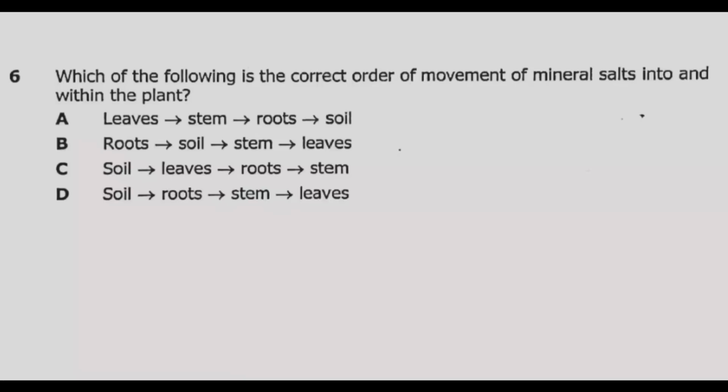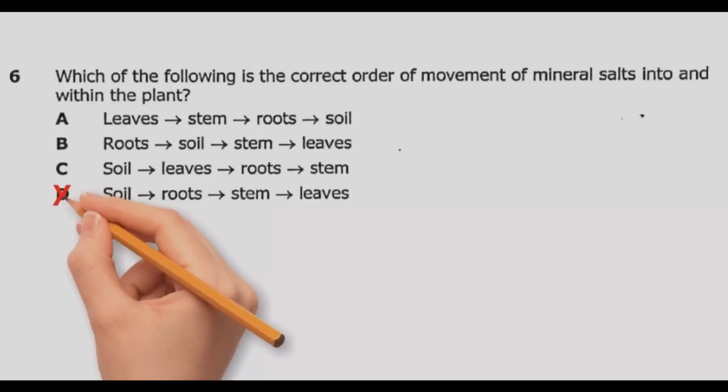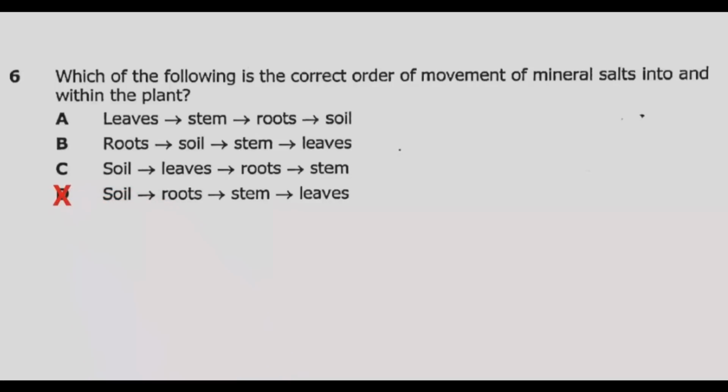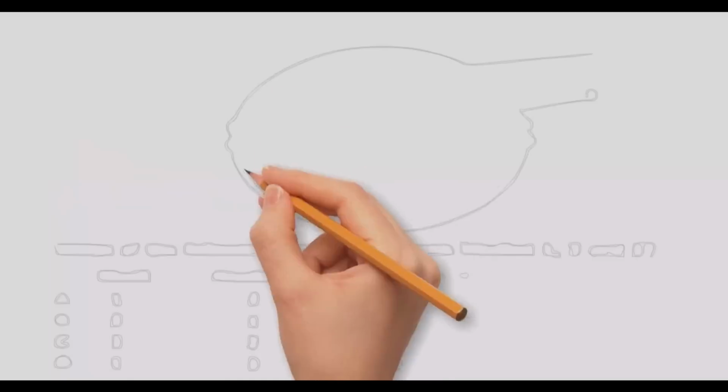No. B, roots, soil, stem, leaves. No. C, soil, leaves, roots, stem. No. D, soil, roots, stem, leaves. Yes, the correct answer is D. So the mineral salts from the soil go into the roots, then they go through the stem up to the leaves. So the correct answer is D.